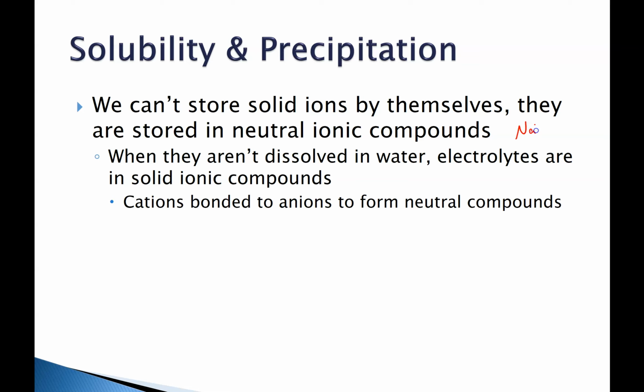We pair up that sodium with the chlorine, and then we get table salt, or NaCl. So when they aren't dissolved in water, these electrolytes are solid ionic compounds, like salt. They are called salts. Those ionic compounds are called salts because they all typically have sort of the same properties. And they're cations. Remember, those are positive, the silly cat drawing, bonded to negative anions to form neutral compounds.